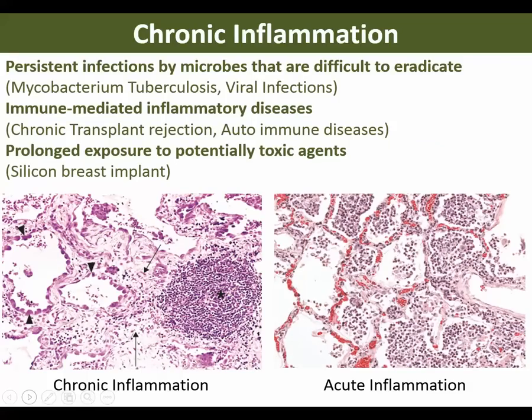Why is there chronic inflammation? Anything which persists in the body for a longer period, whether it is a bacterium, a virus, a transplanted kidney, or a silicone implant, keeps triggering inflammation for a longer period. That will lead to chronic inflammation.